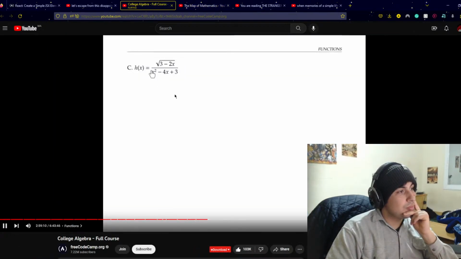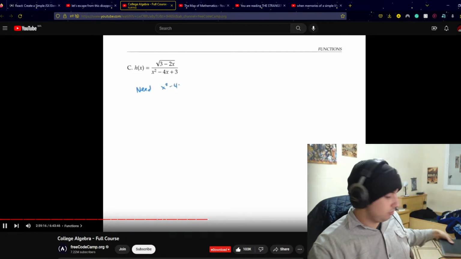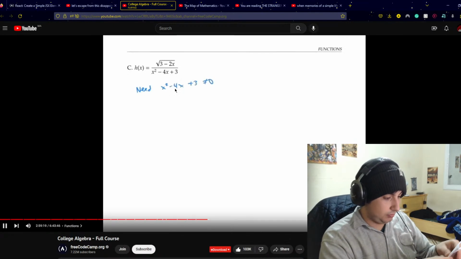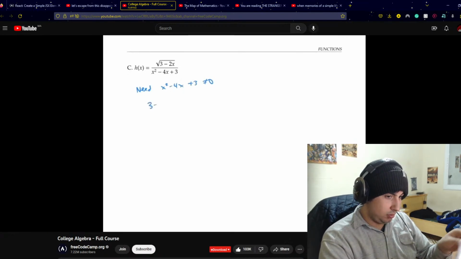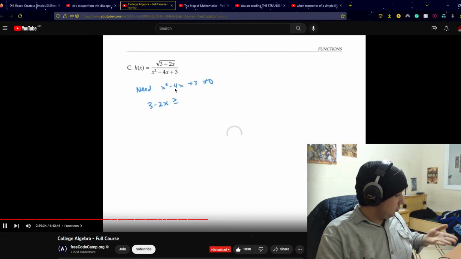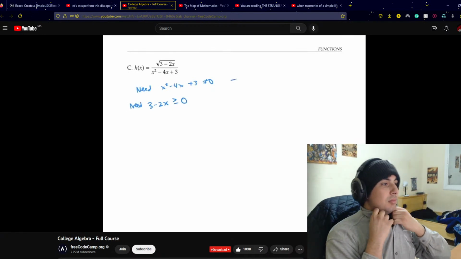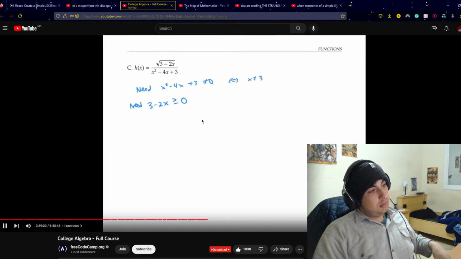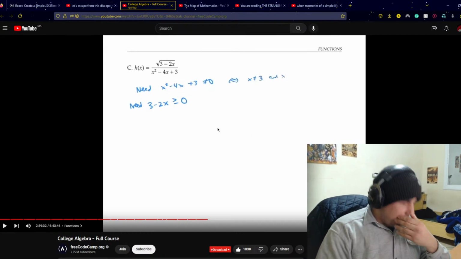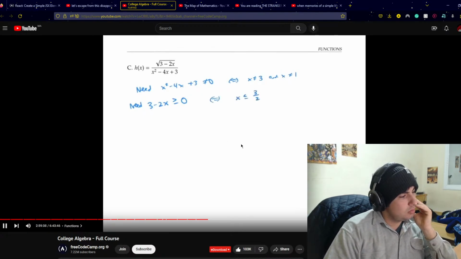involves both a square root and a denominator. Now there are two things I need to worry about. I need the denominator to not be equal to 0, and I need the stuff inside the square root sign to be greater than or equal to 0. From our earlier work, we know that the first condition means that x is not equal to 3 and x is not equal to 1. And the second condition means that x is less than or equal to 3/2.